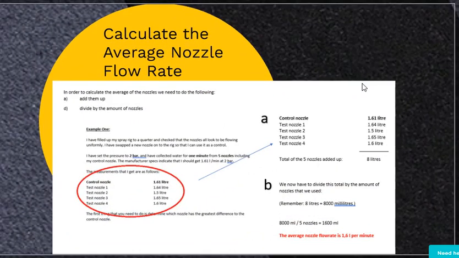Alright, in order to calculate the average of the nozzles, we need to add them up and then divide them by the number of nozzles which we've just added. In your book on page 10 you'll find the following example. It says, I have filled up my spray rig to a quarter and checked that the nozzles all look to be flowing uniformly. I have swapped a new nozzle onto the rig so that I can use it as a control. Alright, we've already done that first test to make sure that everything is fine, and we now know that we can use these nozzles.